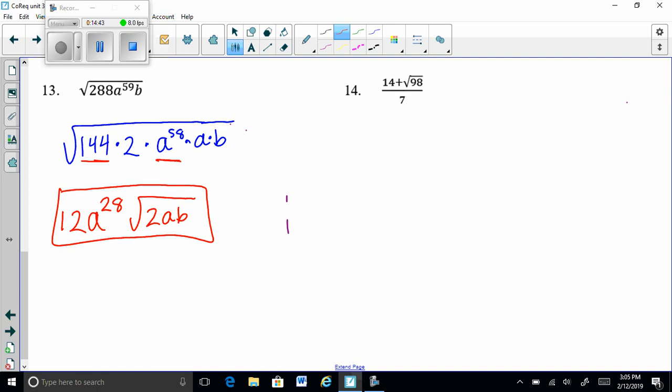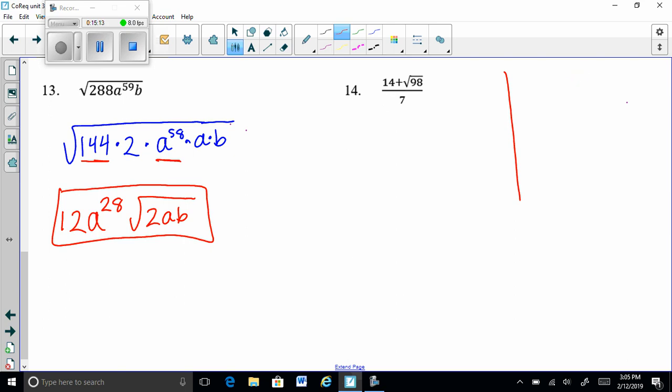Okay. This next one's kind of silly, to be honest. You basically want to approach it the same way. You'll see what you can factor out of the 98, if you can factor it into something that you can take the square root of. So I'm just going to do it off on the side of the paper over here, and then we'll deal with the other stuff that's going on here, okay?